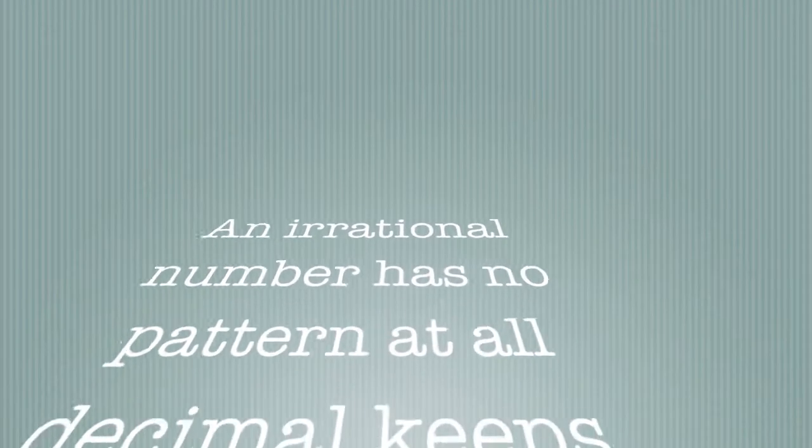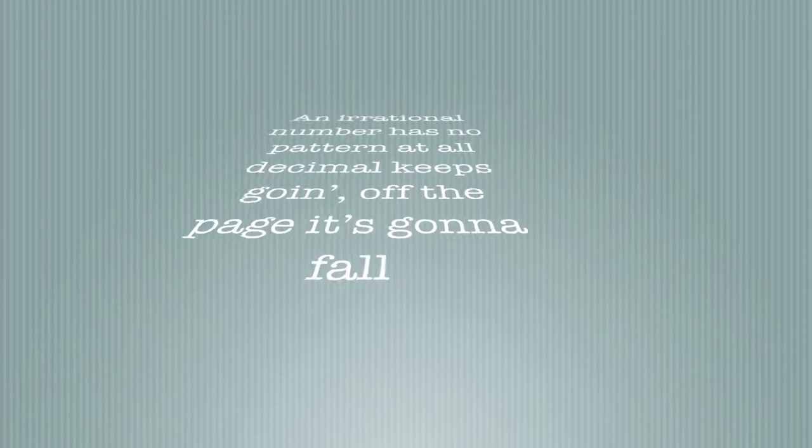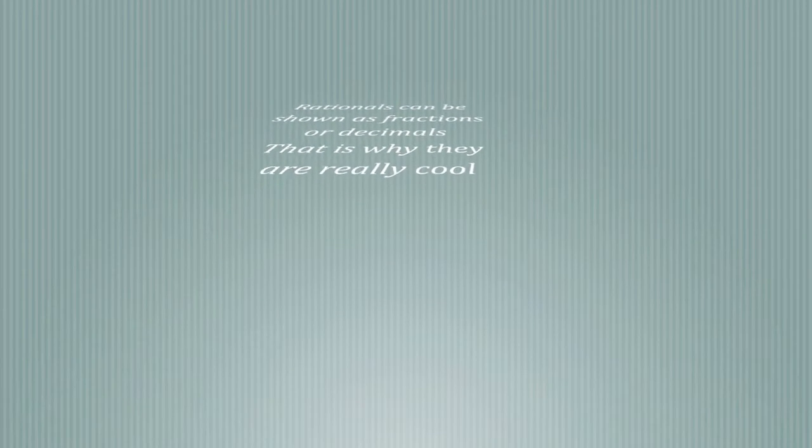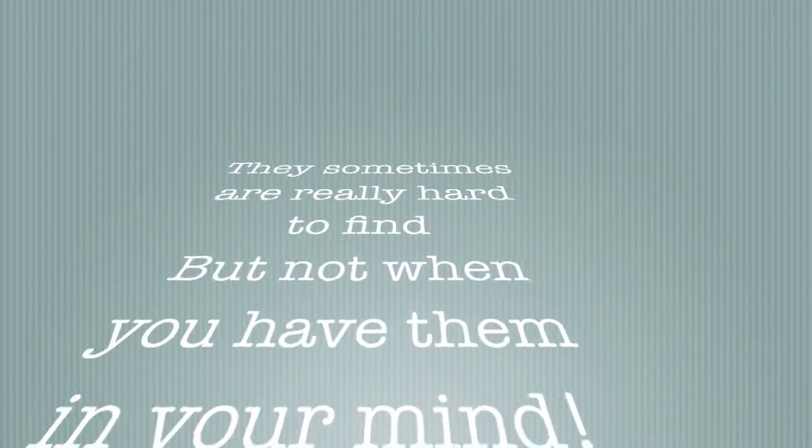An irrational number has no patterns at all. Its decimals keep going off the page. Rationals can be shown as a fraction or a decimal. That is why they are really cool. They sometimes are really hard to find, but not when you have them in your mind.